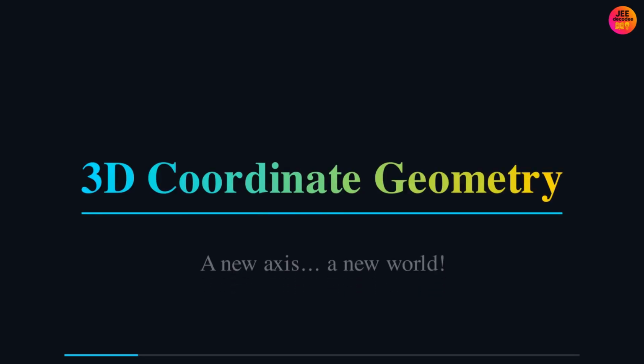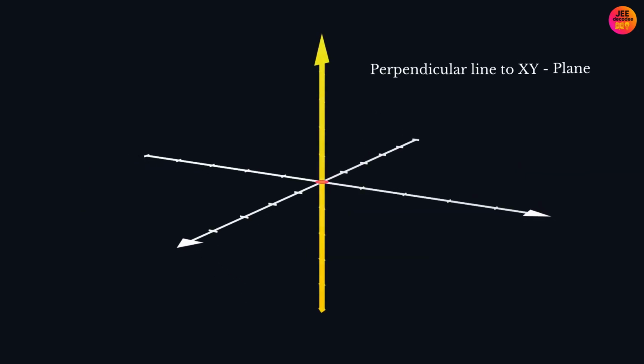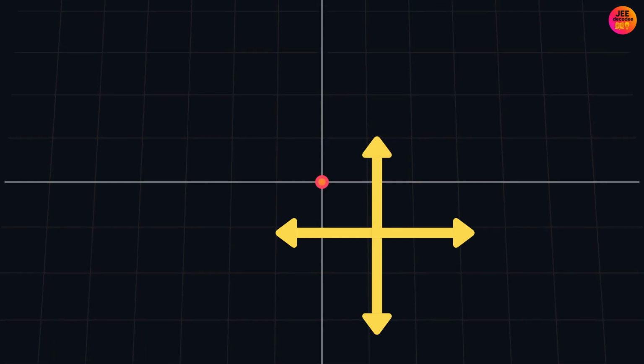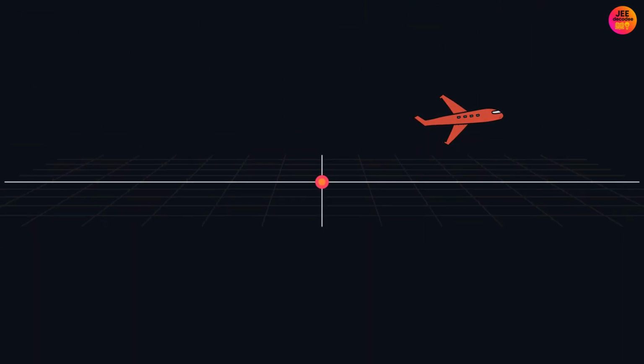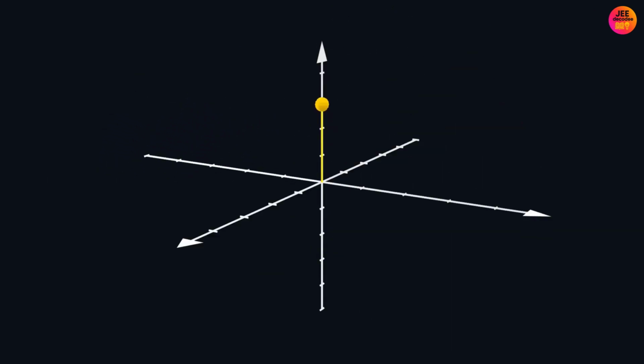Welcome to the world of three-dimensional geometry. Today we are introducing a new axis that opens up a whole new geometric world. In 2D geometry, we are limited to a flat surface, moving left, right, forward, or backward. But how do we locate a flying drone or an airplane in the sky? For that, we need the third dimension. We need a new axis to define depth and height.